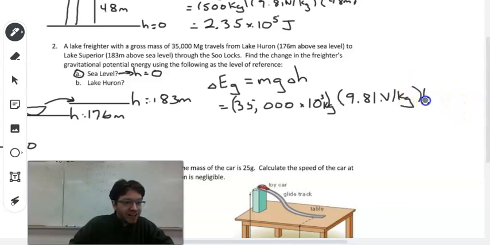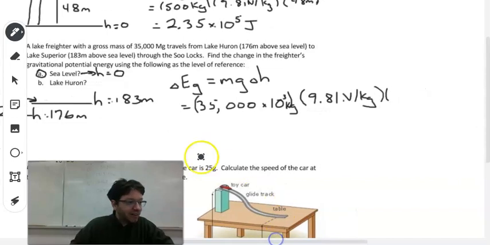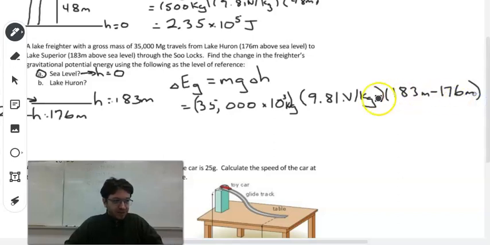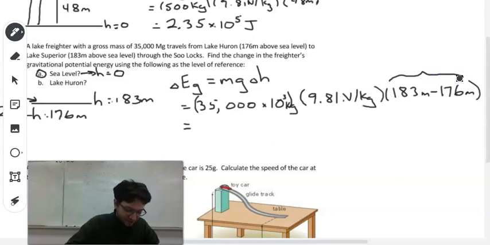And of course our change in height is final minus initial. So our final height is 183 meters from sea level, and our initial height is 176. Now what this gives us, and I want to look at this specifically, so 183 minus 176 gives us 7 meters.